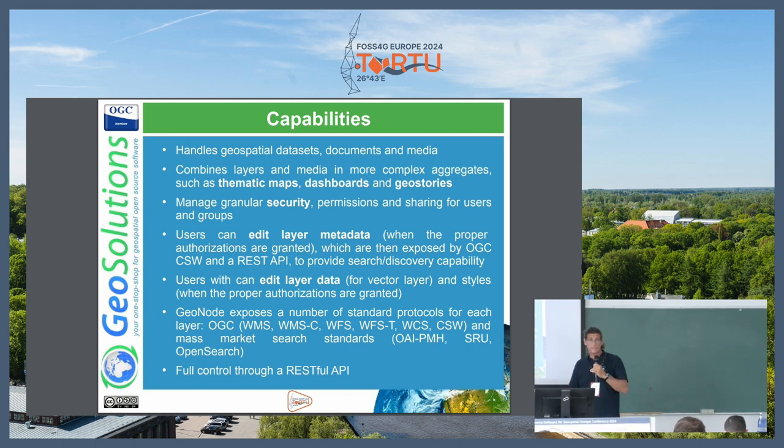Metadata can be disseminated, published through the CSW protocol, while data are distributed through the classical OGC protocols, WMS, WFS, WCS, and so on. Then there is also a full RESTful API for controlling each object inside the catalog, and also for running some of the procedures such as importing, processing layers, and so on.